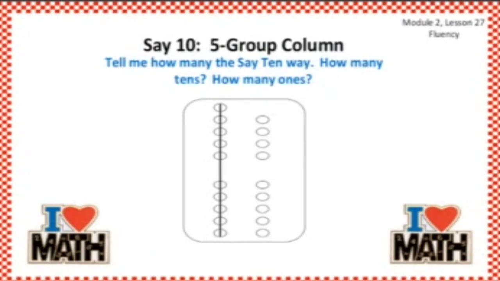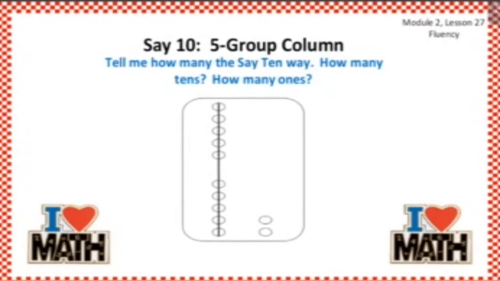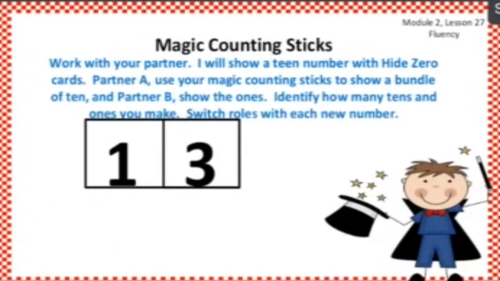This is the say ten way. Don't forget. This is ten, 3. That's 1 ten, 3 ones. And let's take some more. Ten, 7. 1 ten, 7 ones. Ten, 4. 1 ten, 4 ones. And the last, ten, 2. 1 ten, 2 ones. Clap for yourself.